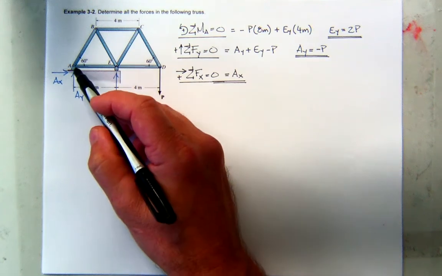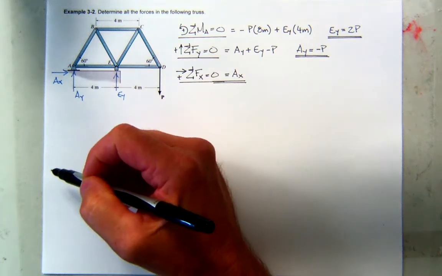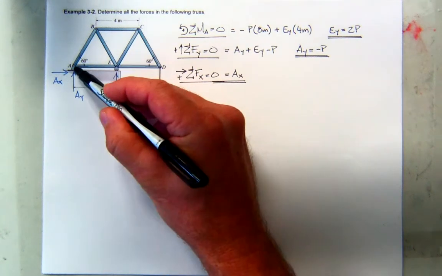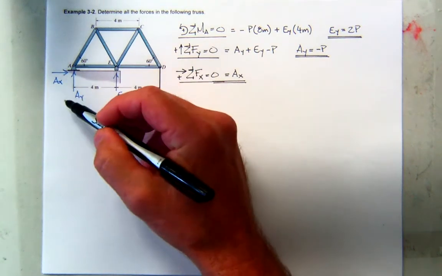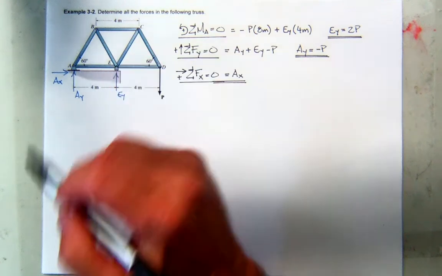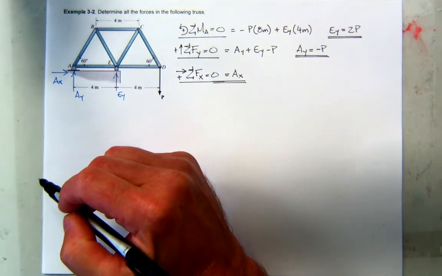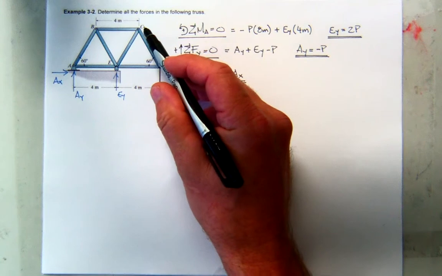So can we start at A? Yeah, there's 2 unknowns, AB and AE. I already know everything at Y, so I could start at A. Could I start at B? No, there's 3 unknowns there. How about C? No.